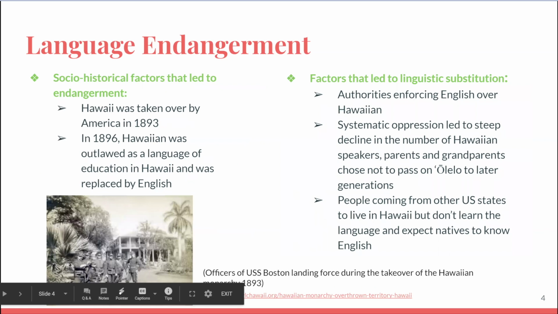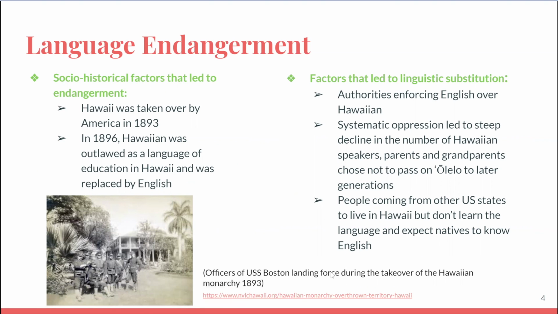So language endangerment. The socio-historical factors that led to the endangerment of Olelo Hawaii started off with the takeover of the Hawaiian monarchy in 1893 by America. And in 1896, the Hawaiian language was actually outlawed as the language of education in Hawaii, so it wasn't allowed to be taught in classrooms as the primary language.